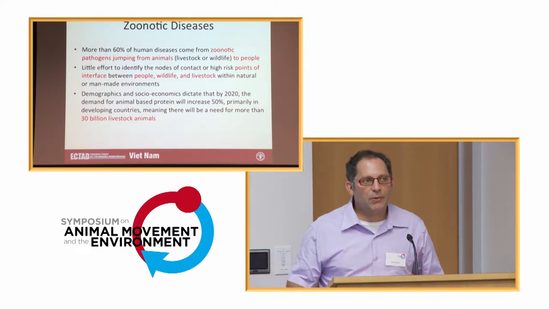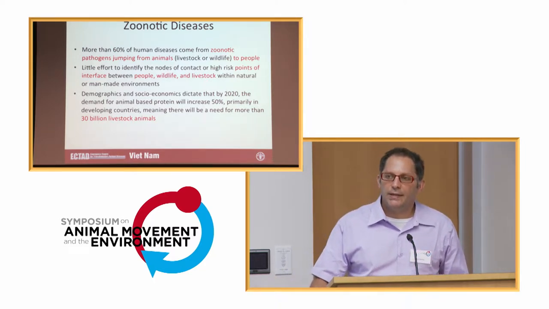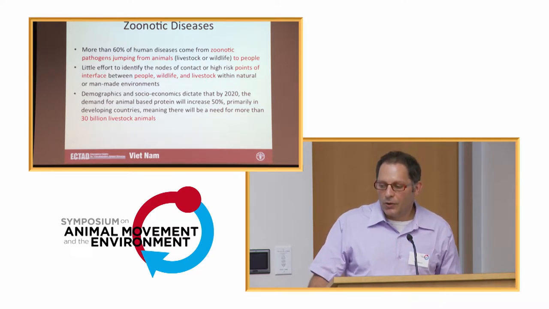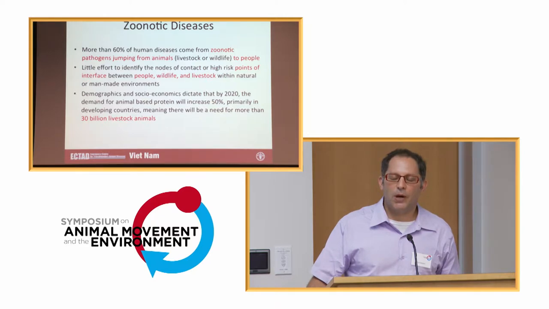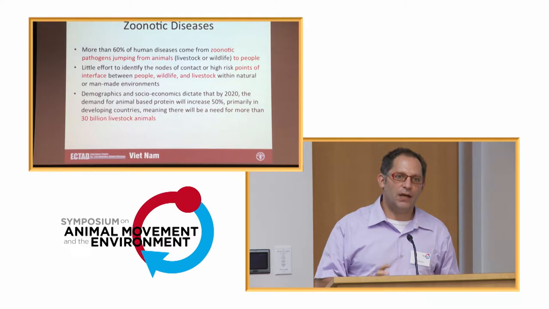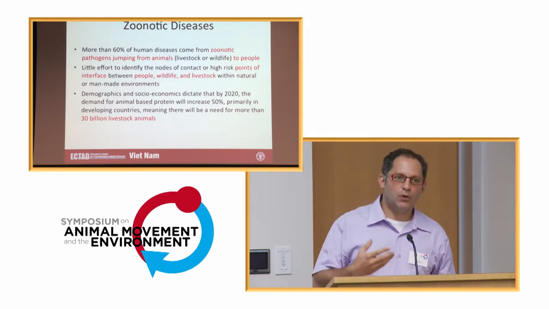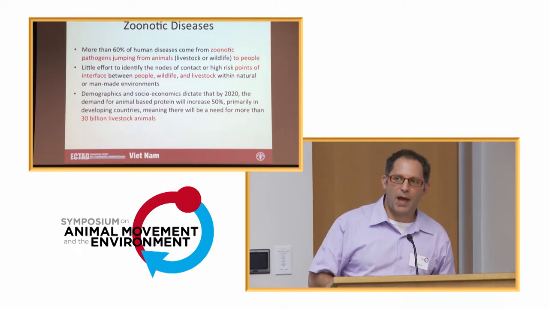We also recognize that the demographics of the world continues to evolve, and the food security demands that are out there are going to result in increased needs for livestock production. And we're talking about needing to increase animal-based protein by 50%. We're looking at 30 billion livestock animals predicted by 2020. So where do you put these animals? Where do you make more food? You have two options. You either spread it out and cover more land, or you intensify in the locations where production is occurring. In either case, you're creating greater opportunity for interface and for disease transmission potentially from animals being produced out to wildlife or to people or in any of the other directions back into livestock.